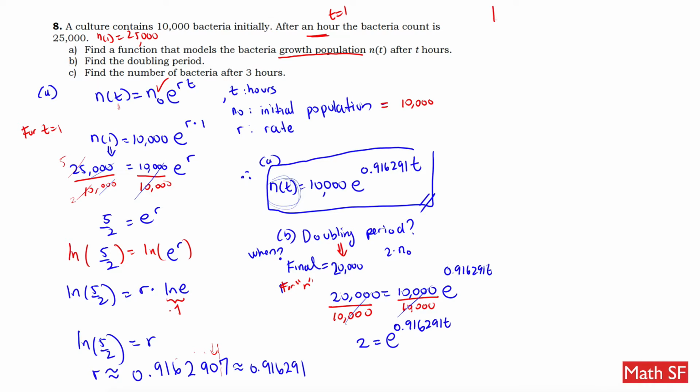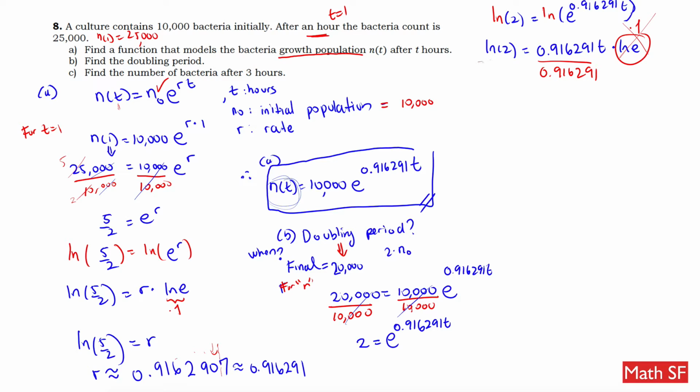I'm going to apply the natural log on each side, ln on each side, because I want to bring the t down. So ln of 2, which I'm going to use the calculator for soon. Now this whole number here, this really big number, comes down times ln of e. But remember, ln of e is just 1. So 1 times that same thing is the same thing, so you pretty much don't need this part. Now over 0.916291, this whole decimal here.